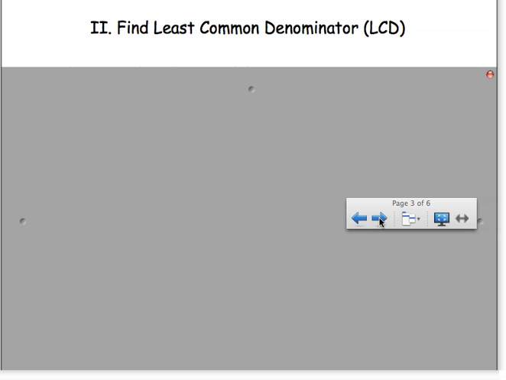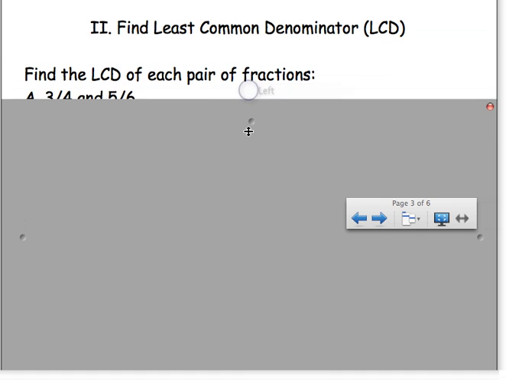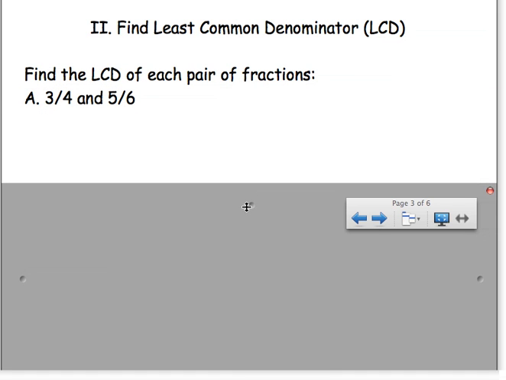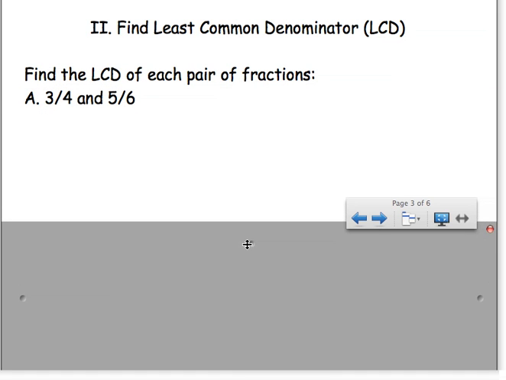Okay. Now, we've practiced adding and subtracting fractions that are like. That means they have the same denominator. But in the next video, you're going to see fractions that don't have the same denominator, and we're going to have to figure out how to add or subtract them. In order to do that, the very first step is to find the least common denominator. That means to find the smallest denominator that both fractions have in common.